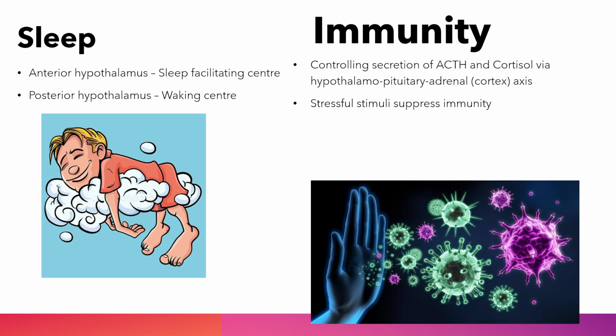Immunity is controlled by the secretion of adrenocorticotropic releasing hormone and cortisol via the hypothalamo-pituitary-adrenal cortex axis, and stressful stimuli suppress immunity through cortisol secretion.